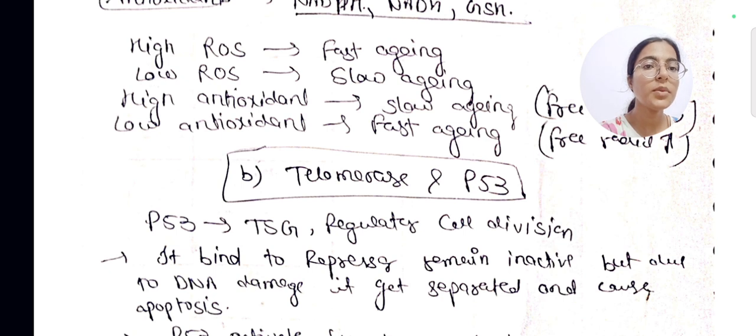Similar to that, P53. P53 is a tumor suppressor gene, which is TSG, and a regulator of cell division. If P53 is bound to a repressor, it remains in an inactive state, but once damage to the DNA occurs, it gets separated from its repressor and causes apoptosis.